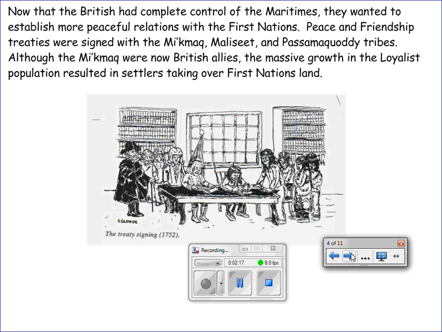Now that the British had complete control of the Maritimes, they wanted to establish more peaceful relations with the First Nations. Peace and friendship treaties were signed with the Micmac, Malecite, and Passamaquoddy tribes. Although the Micmac were now British allies, the massive growth in the Loyalist population resulted in settlers taking over First Nations land.